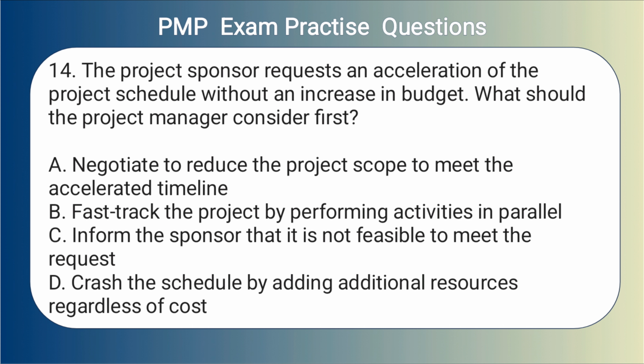14. The project sponsor requests an acceleration of the project schedule without an increase in budget. What should the project manager consider first? A. Negotiate to reduce the project scope to meet the accelerated timeline. B. Fast-track the project by performing activities in parallel. C. Inform the sponsor that it is not feasible to meet the request. D. Crash the schedule by adding additional resources regardless of cost.